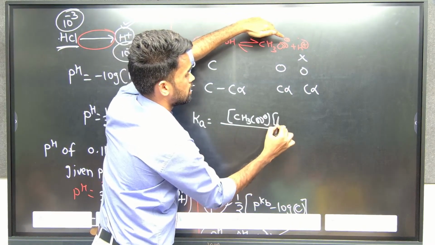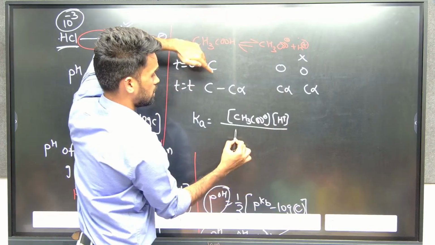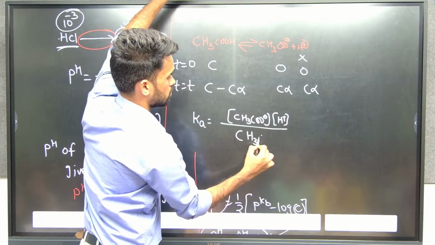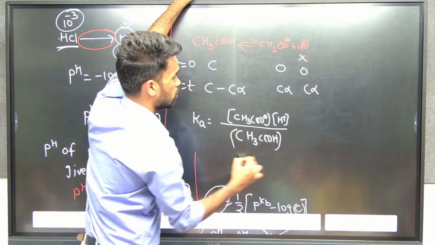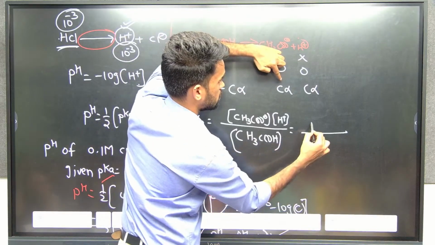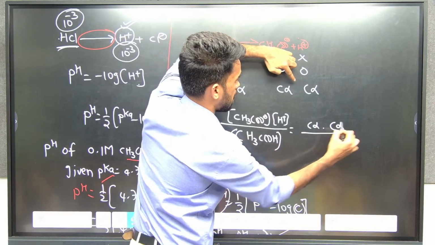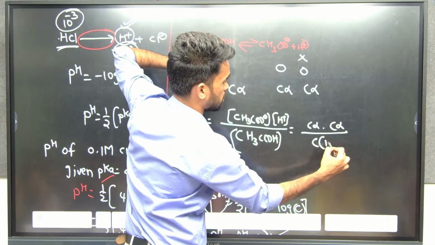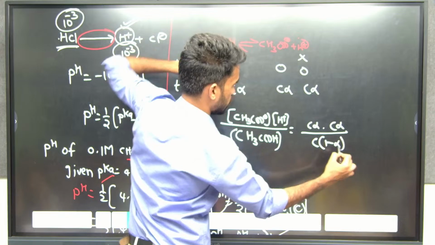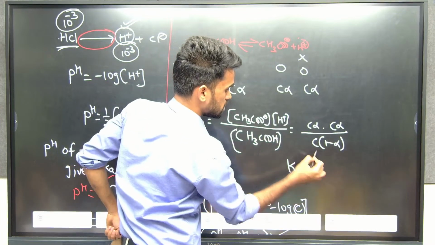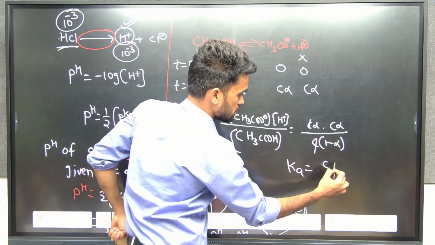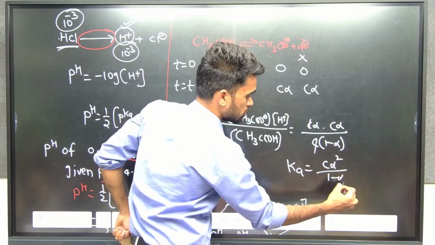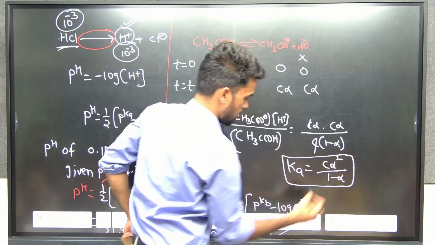ఎసిటేట్ అయాన్ అండ్ H plus అయాన్. కింద ఏముంది? COOH. Now what is its concentration given? C alpha, C alpha, C minus C alpha. అంటే ఒక C ని కామన్ తీసినాం అనుకో, 1 minus alpha. So Ka equals to C cancel, so C alpha square by 1 minus alpha.